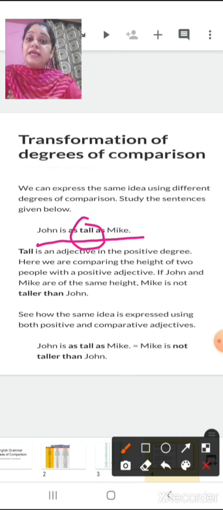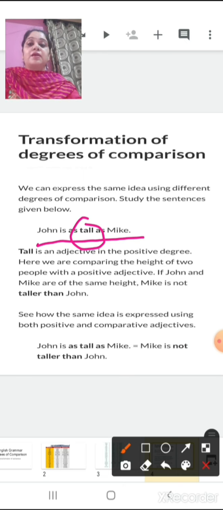If John and Mike are of the same height, how can we transform this sentence? Mike is not taller than John. What was it? John is taller than Mike. Okay, who is taller? John. And Mike is not taller. So how will we state this sentence? Mike is not taller than John. The way we did the exercise for types of sentences, in a very similar way we have to transform the sentence in this manner.